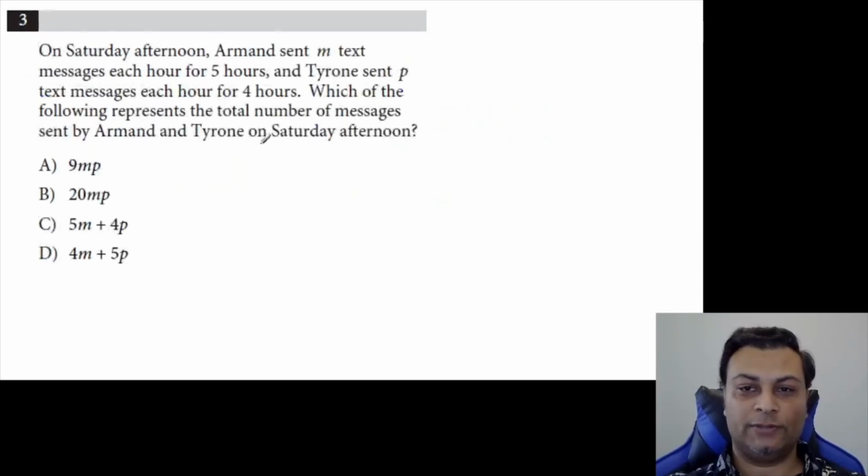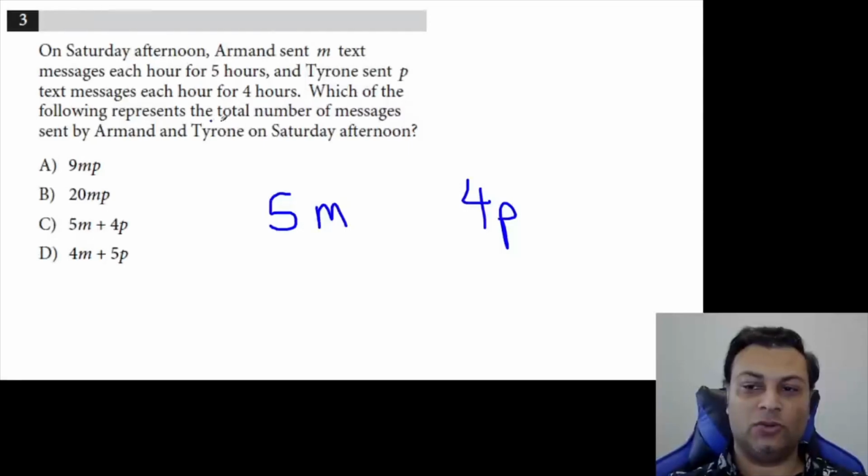Moving on to number 3. On Saturday afternoon, Armand sent M text messages each hour for 5 hours. So that's M times 5. And Tyrone sent P text messages for 4 hours. That's 4 times P for Tyrone's text messages. Which of the following represents the total? So we add those up. And we have option C.